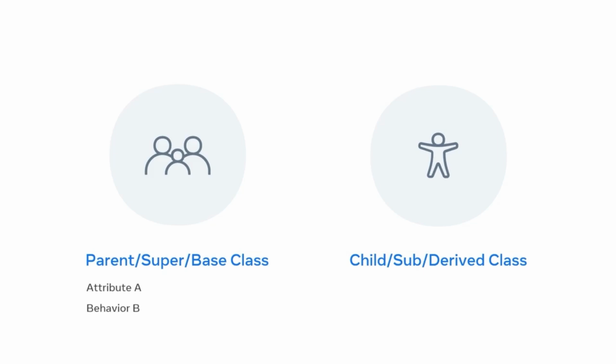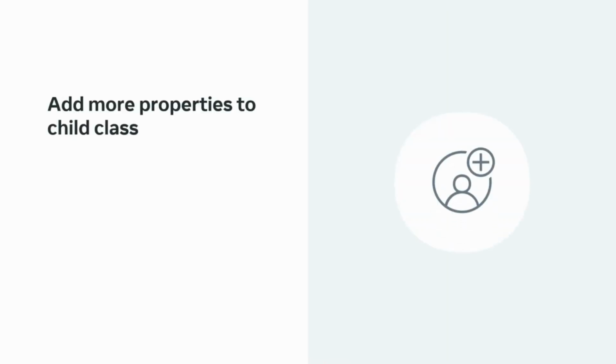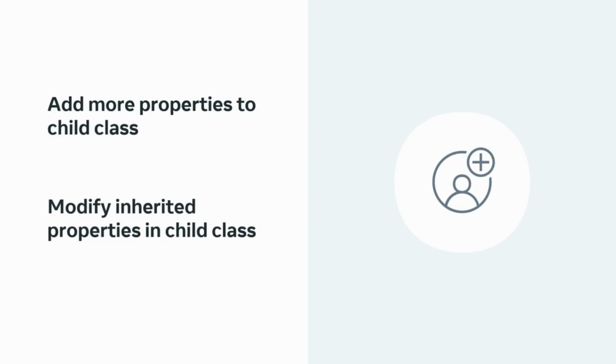Any name pairing is acceptable, but the important thing to know is that the child class extends the attributes and behaviors of its parent class. This allows you to do two things. You can add new properties to the child class, and you can modify inherited properties in the child class without affecting the parent. So now let's explore an example of how this is done in Python.